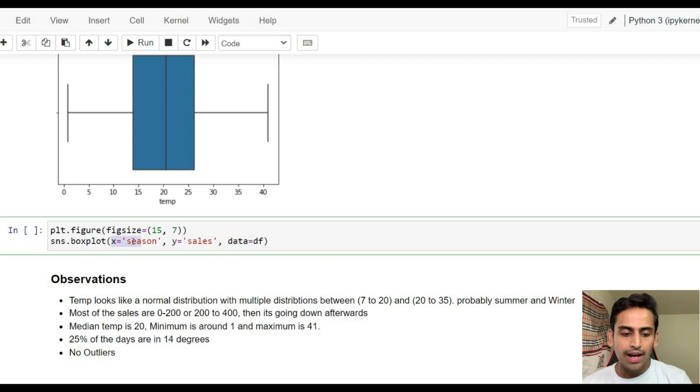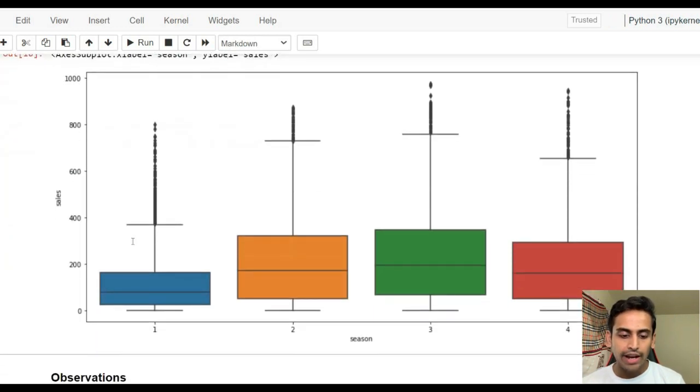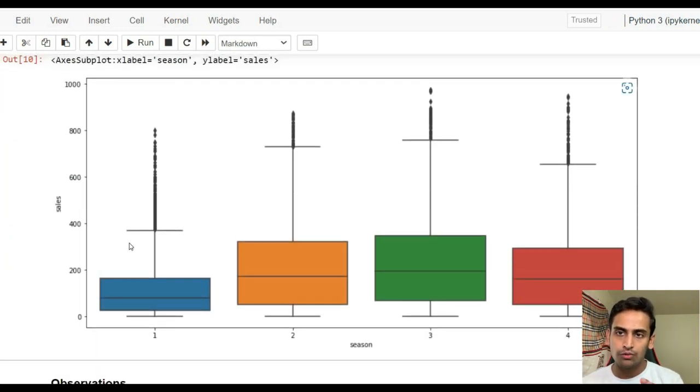For example, here what I'm doing, I'm adding a season. So I want to see a box plot distribution of sales across different seasons. As you know, we have 4 seasons in our data set, and I want to see the sales distribution across each season. So on the x-axis I'm putting season, on the y-axis I'm putting sales, and then I'm passing data equal to df. So now I have created 4 box plots across 4 different seasons.